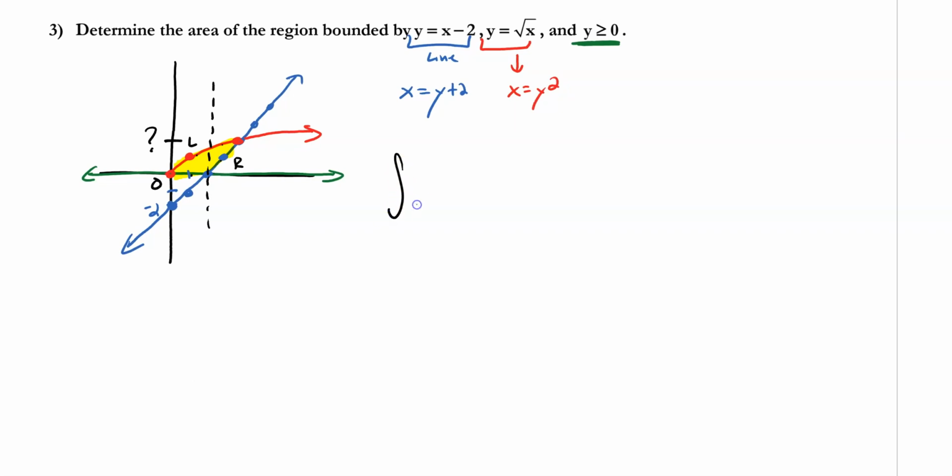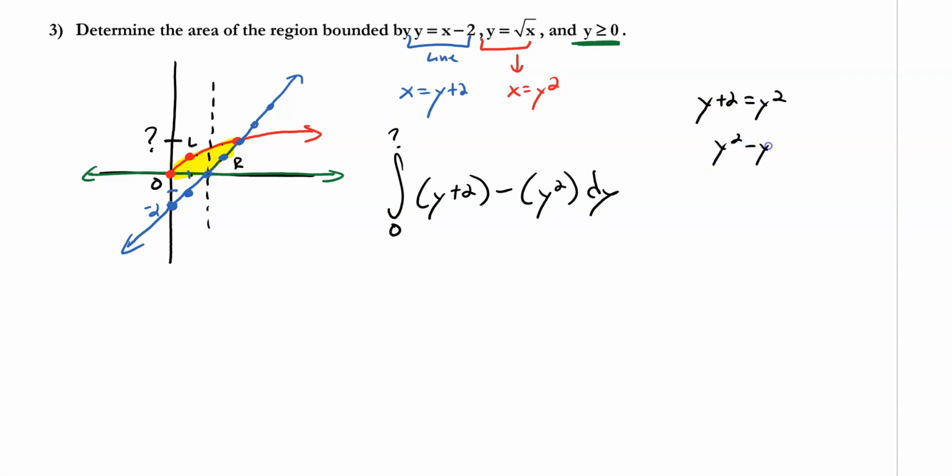So we know we're going to integrate right function, which is the line, y plus 2, minus the left function, which is y squared. Okay, the last piece is we know this is 0. We're starting at 0, but we don't know where we're ending. That's our question mark. So we have to set these equal. y plus 2 equals y squared. So y squared minus y minus 2 equals 0. y minus 2, y plus 1 equals 0. So y equals 2 and negative 1.